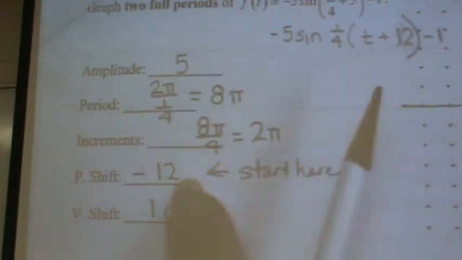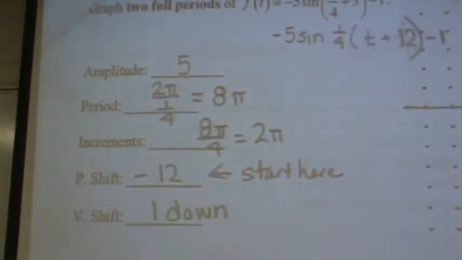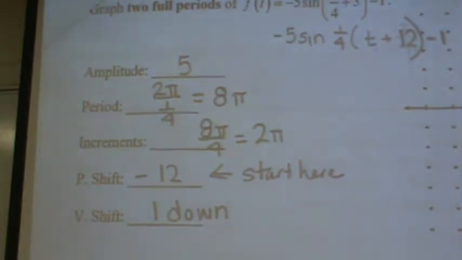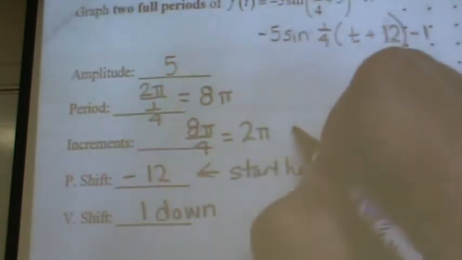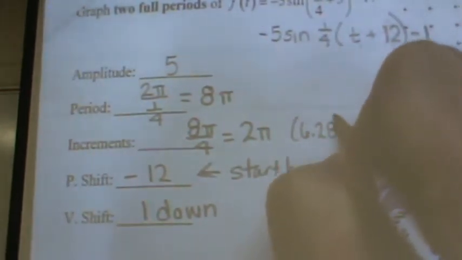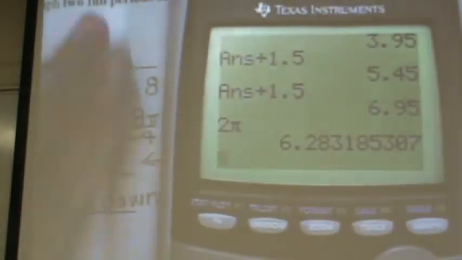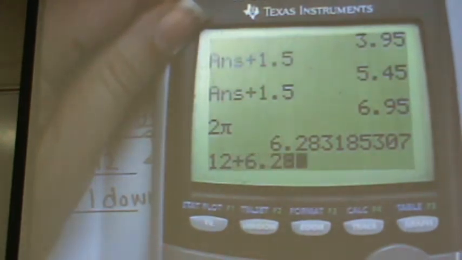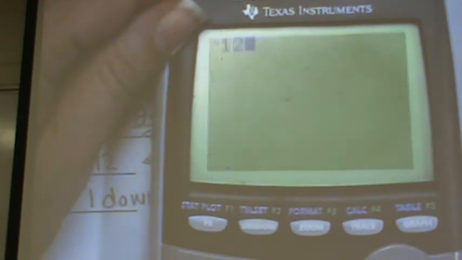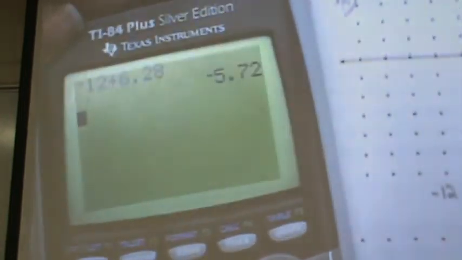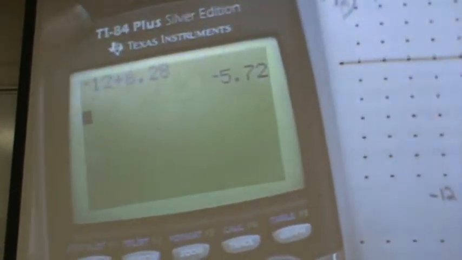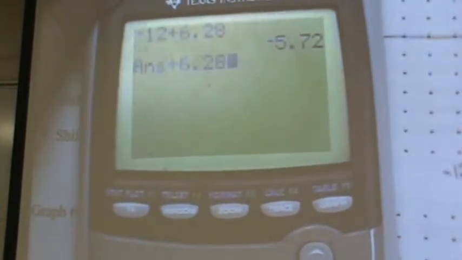These are not the same. What am I going to do? I'm going to turn 2 pi into 2 times 3.14. Pi is 6.28. So I'm going to have to count by 6.28. So I start with negative 12. Negative 12 plus 6.28 gets you negative 5.72. Then add 6.28.